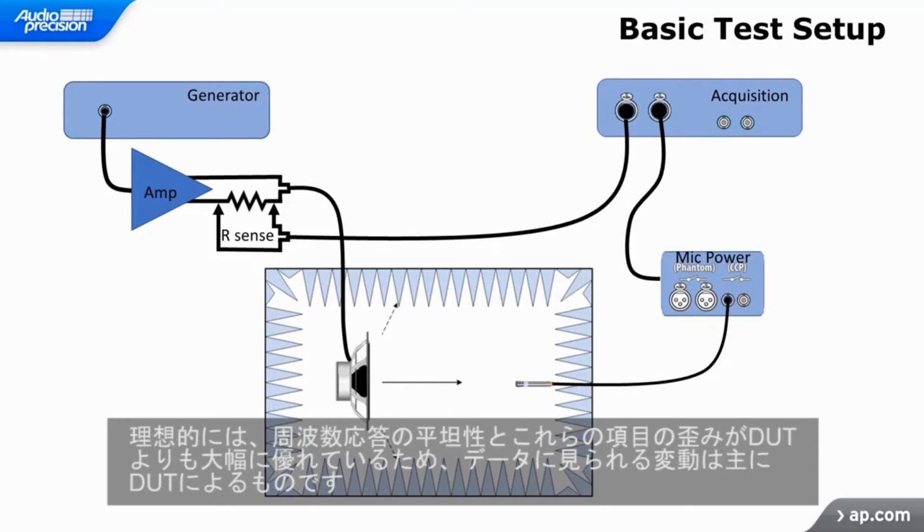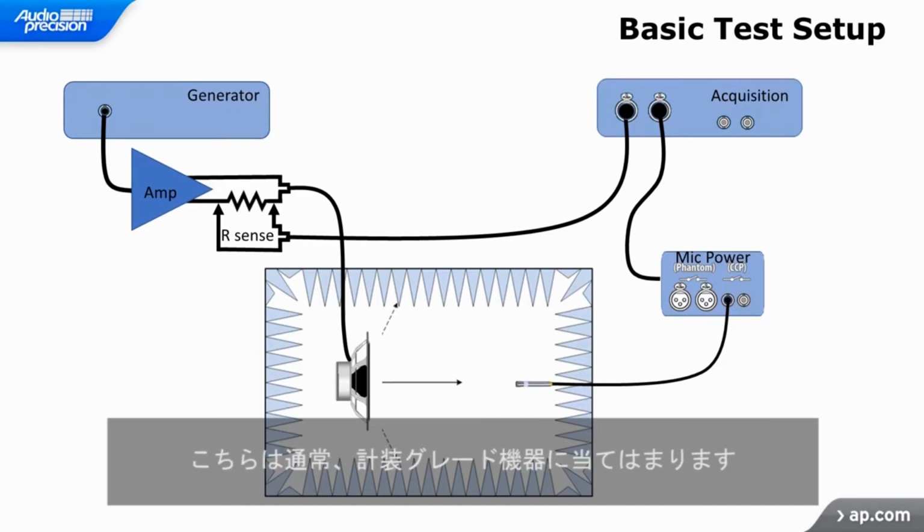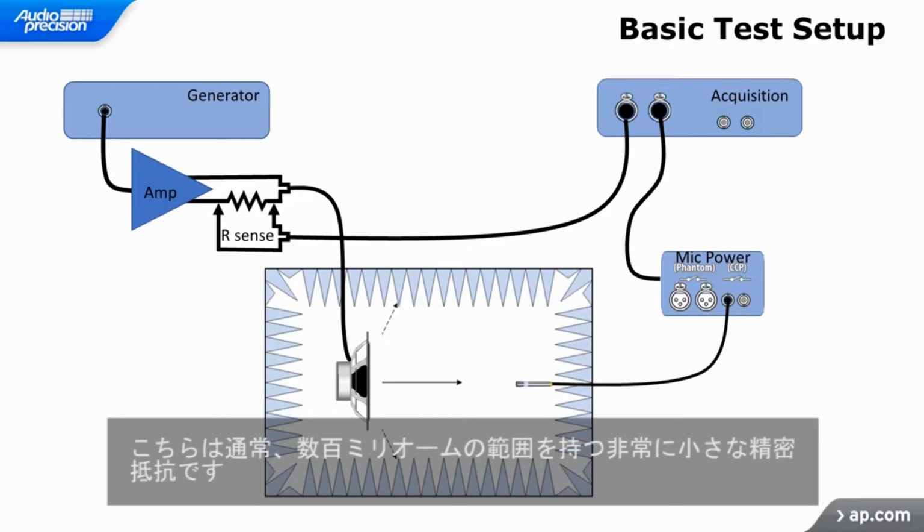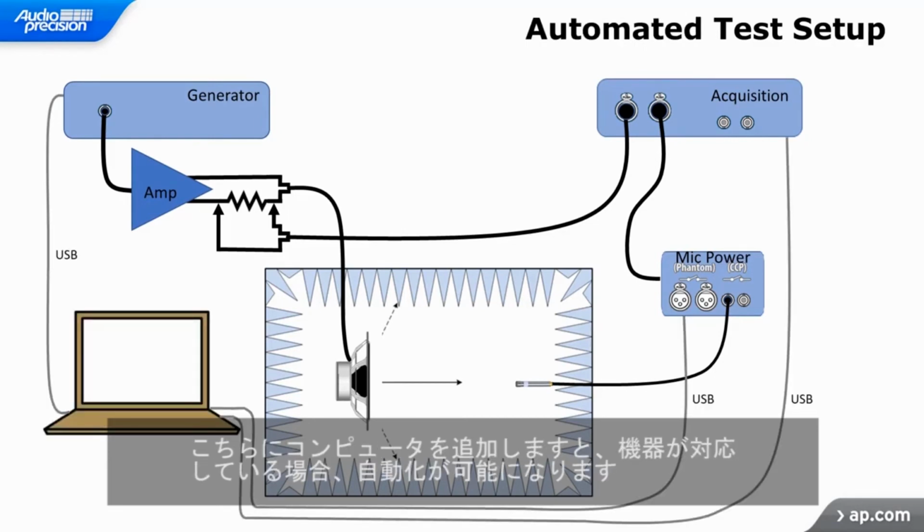Ideally, the flatness of the frequency response and the distortion of these items is significantly better than the device under test, so that the variations seen in the data are due primarily to the DUT. This is typically true of instrumentation-grade equipment. The sense resistor shown on the return leg of the amplifier is used to determine impedance of the loudspeaker. This is usually a very small precision resistance, typically in the hundreds of milliohm range. And of course, adding a computer allows for automation, as long as the instrumentation supports it.